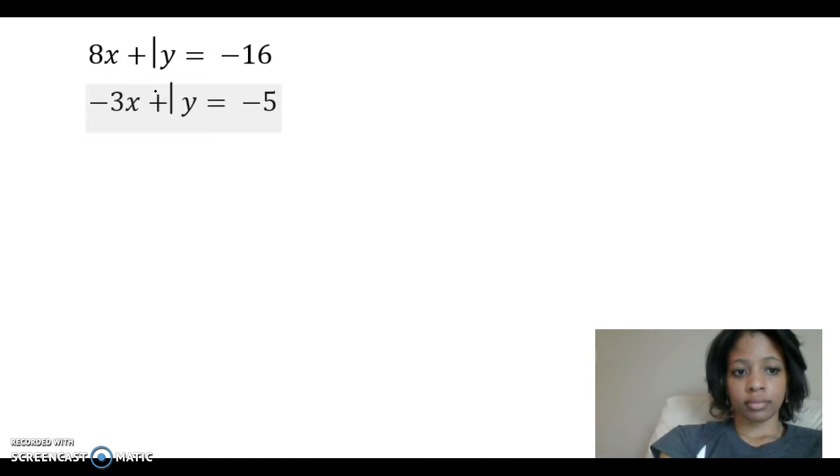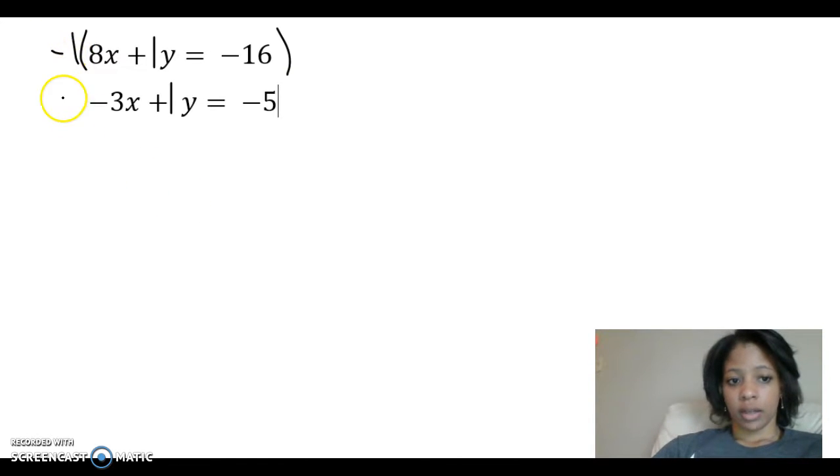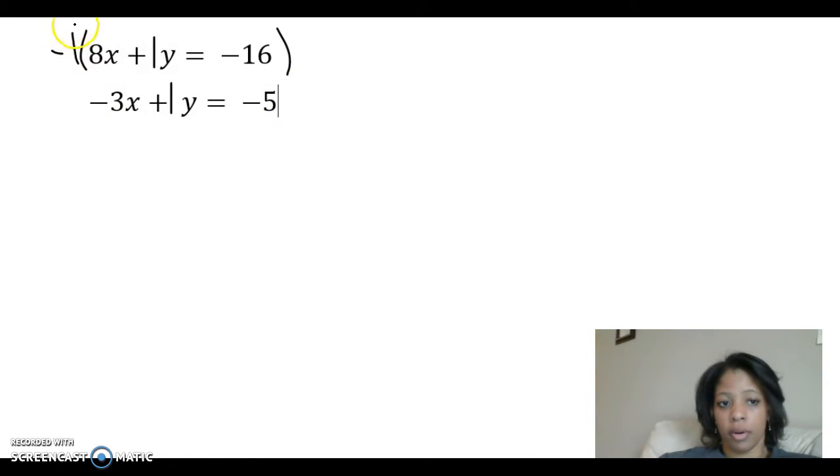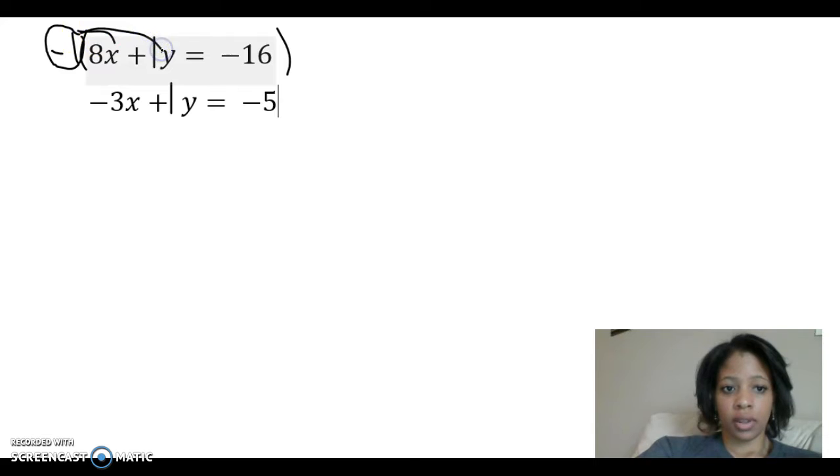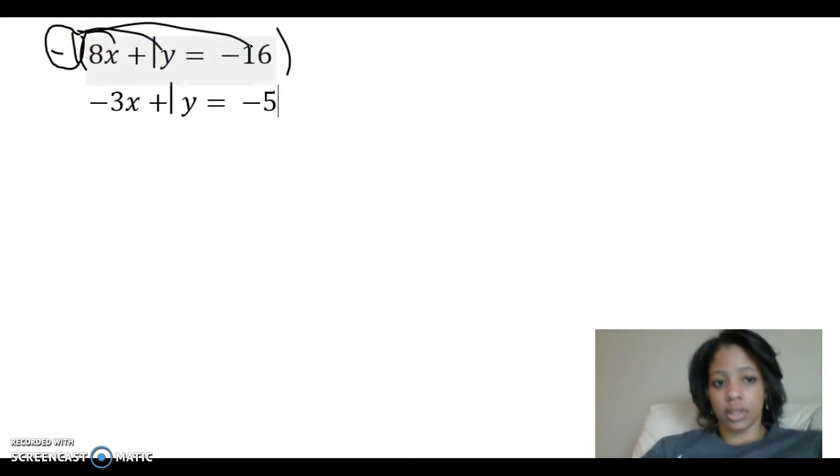Multiply by negative 1. Just going to multiply the top equation by negative 1. It doesn't matter which one you do. Then I'm just going to rewrite it underneath it here. Remember, when you're distributing a negative 1 to everything inside of the parentheses. So negative 1 times 8x would be negative 8x. So I'm just rewriting that.